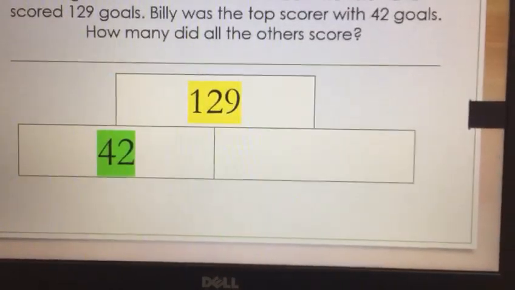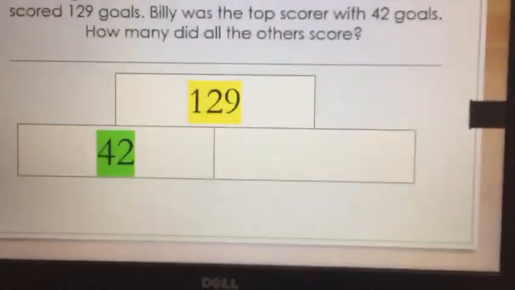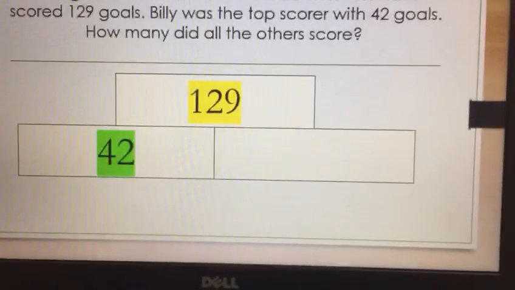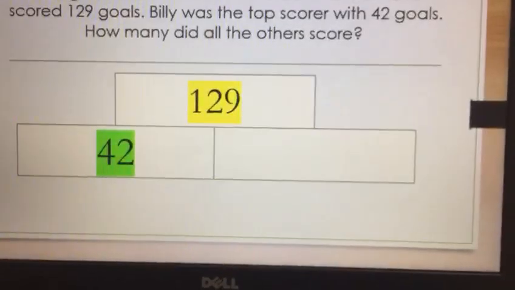I want you to have a think: how would we go about working out what the number to the right of 42 will be? Will we add these two numbers together? Will we take them away? Brilliant. So if you said we need to subtract, you are absolutely right.